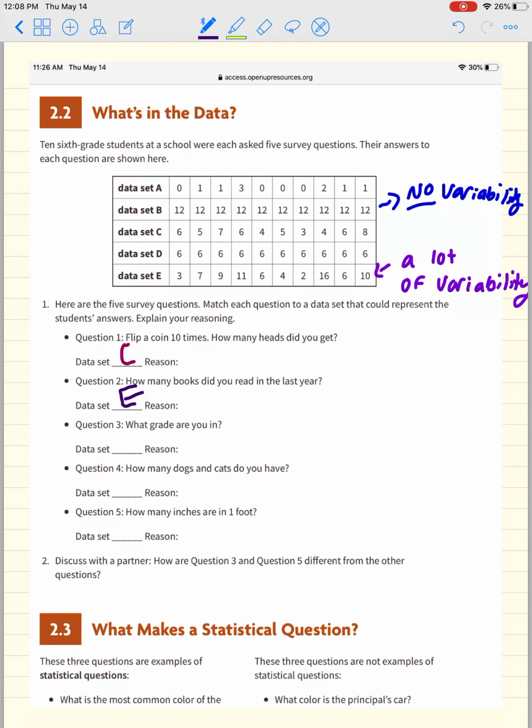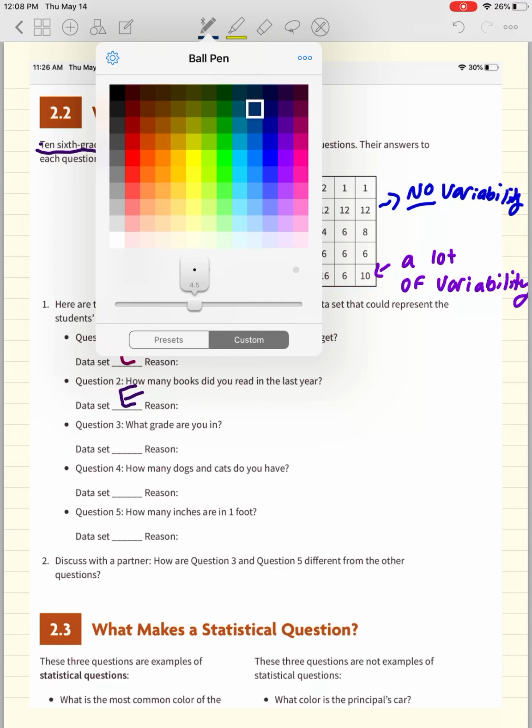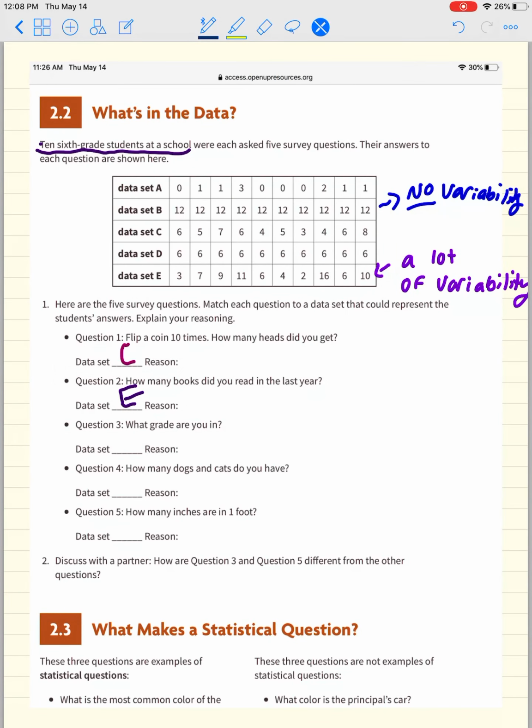All right. Let's look at the next question. What grade are you in? If you're asking everyone in our class that grade, you get the same answer, right? Remember, 10 6th graders are asked this question. So that right there tells you what grade these people are in.